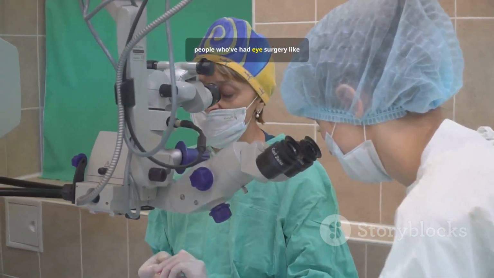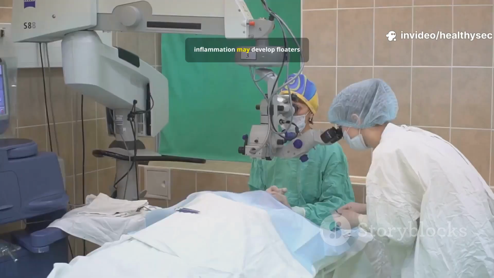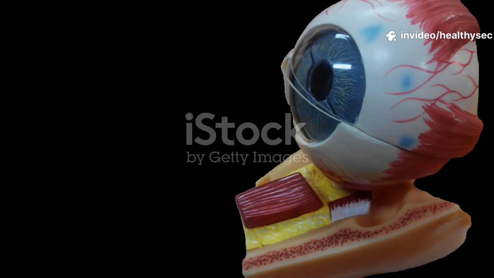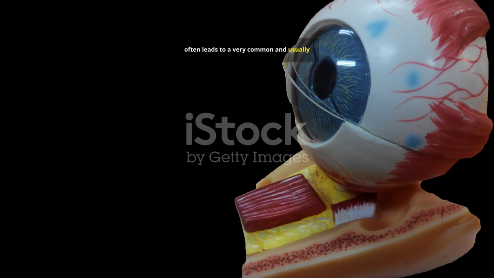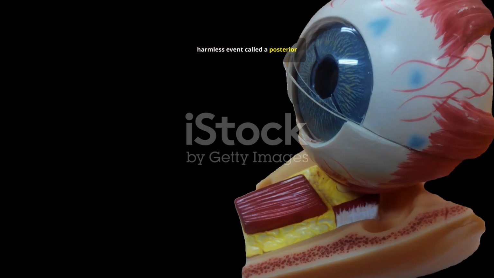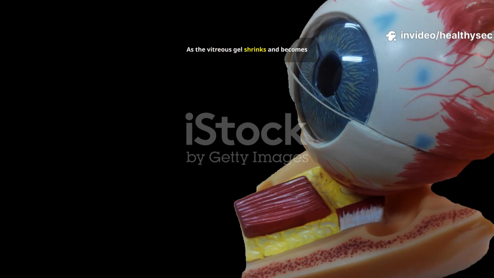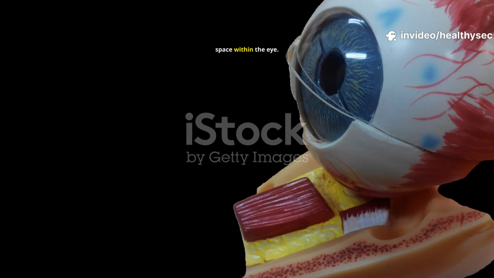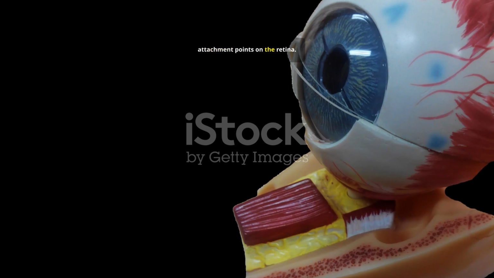Also, people who've had eye surgery like cataract removal or significant eye trauma or eye inflammation may develop floaters prematurely as the vitreous structure is disturbed. The liquefaction of the vitreous often leads to a very common and usually harmless event called a posterior vitreous detachment, or PVD. As the vitreous gel shrinks and becomes more watery, it can no longer completely fill the space within the eye. Eventually, the gel will pull away from its gentle attachment points on the retina.